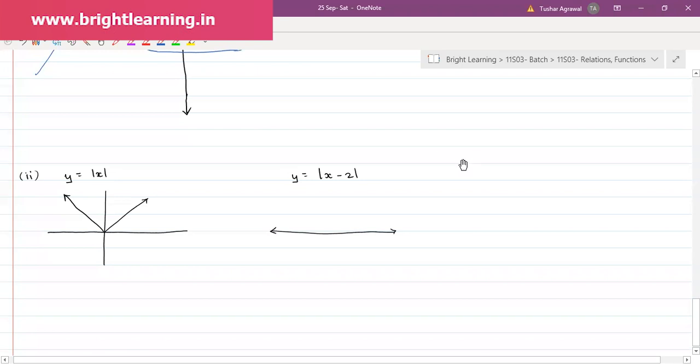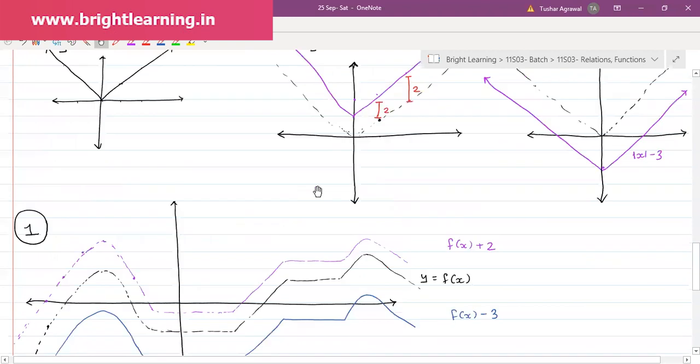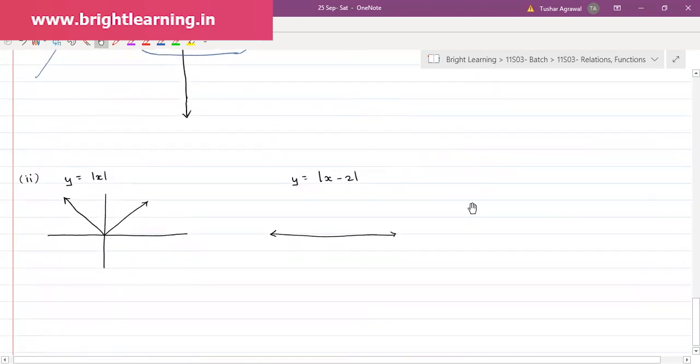Initially, what we were doing? Initially, we were doing mod x plus 2, or let's say mod x minus 2 maybe there. For the function we were adding or something. Now, I'm taking modulus of x minus 2.